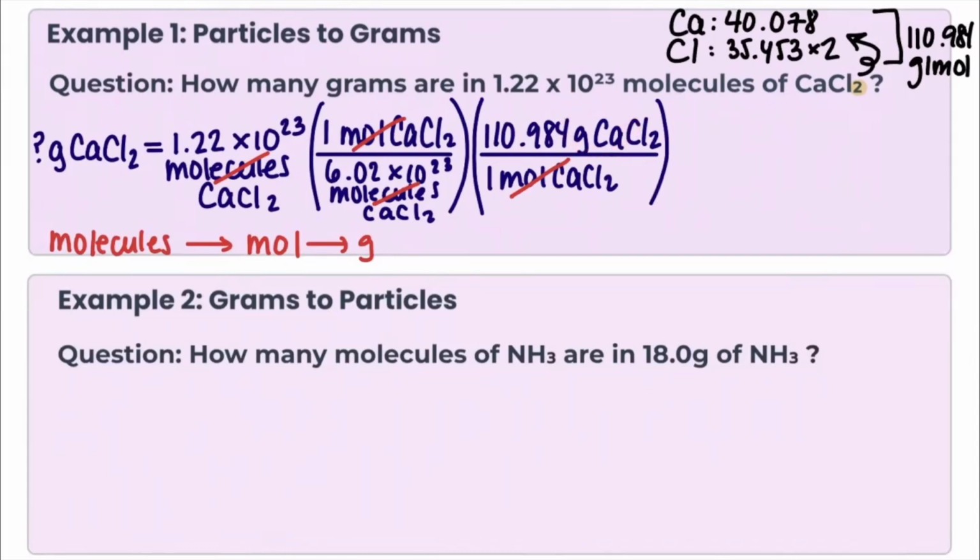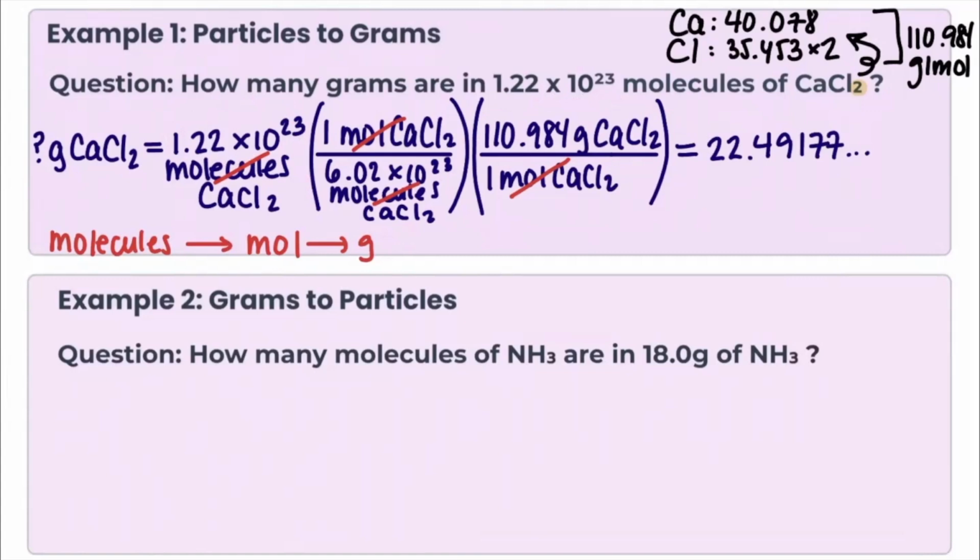So going ahead, when you multiply 1.22 times 10 to the 23rd by 1 over Avogadro's number, which is the same thing as dividing by Avogadro's number, multiplied by the molar mass, which is 110.984, we end up getting 22.49177, and the number keeps on going.